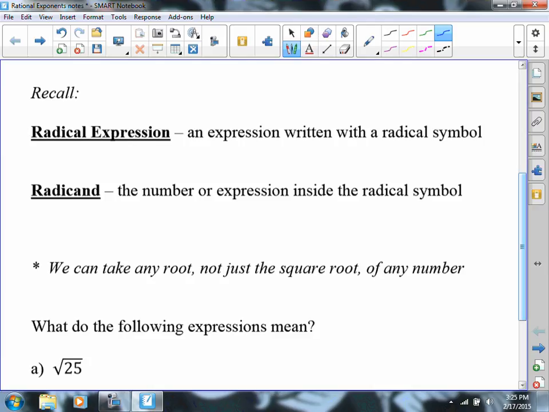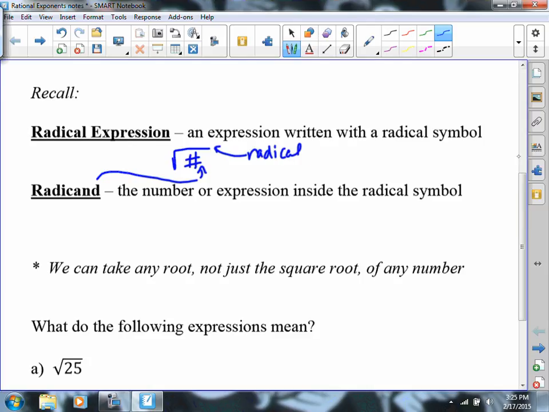But remember that a radical expression is an expression that's written with a radical symbol. So that's your square root symbol. And then you'd have a number inside of it. And remember that the radicand is the number that's inside the expression. So the radicand is going to be this little number. And then this little symbol, that's the radical. So we're still going to see expressions like that today, but so far we've only worked with square roots.